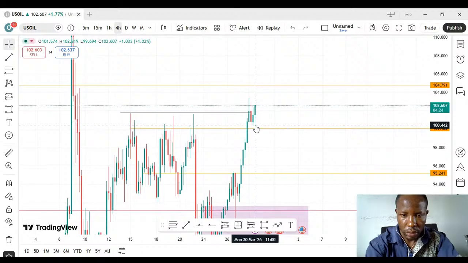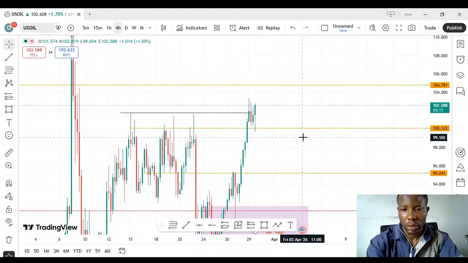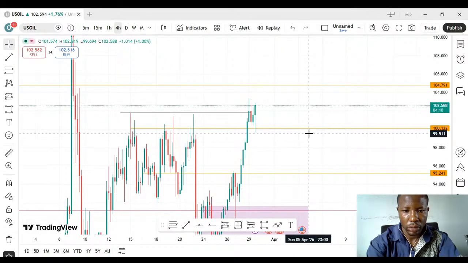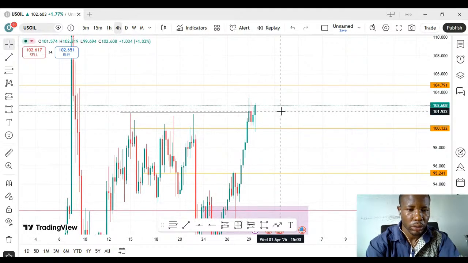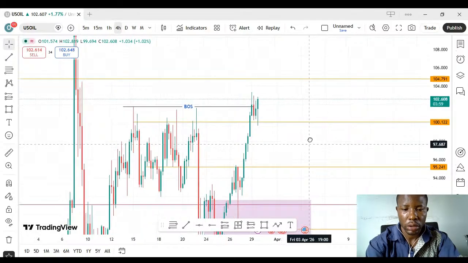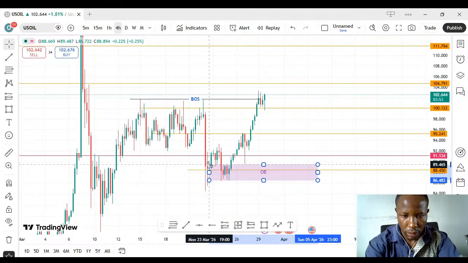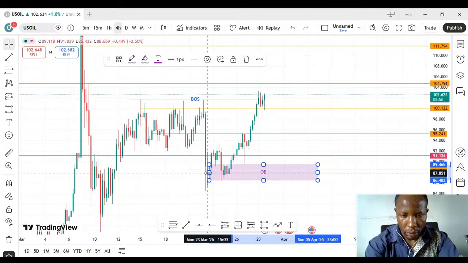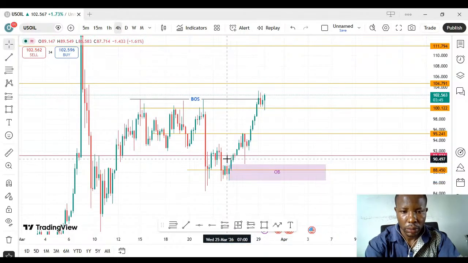Until this candle closes by 3, so in the next 5 minutes this candle is supposed to close, we'll know if we'll have a good break of structure or not in the 4 hours. But we can just mark it as the break of structure. This is the other block which hasn't been mitigated.